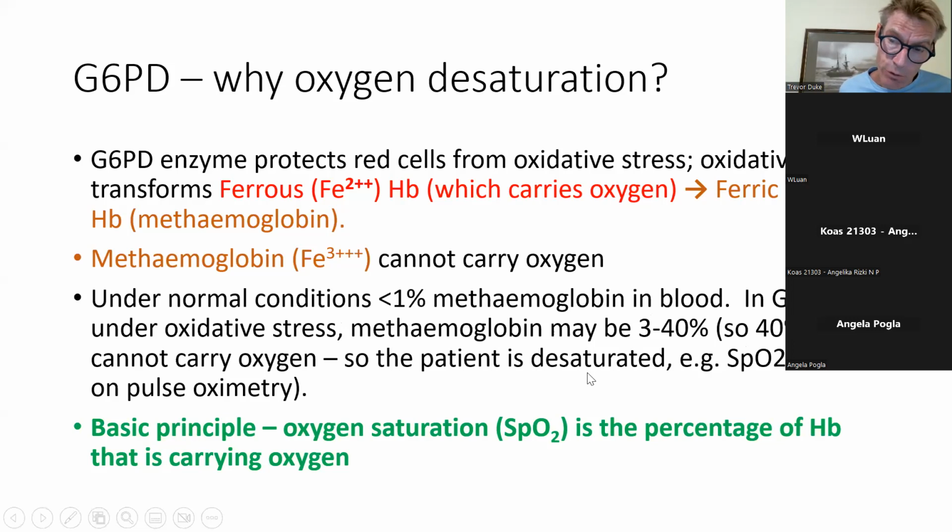So the patient therefore is cyanosed and desaturated. They've got an oxygen saturation of only 60%, even if their lungs are normal. Their lungs can be normal, but they can have a severe oxygen desaturation, not because of the anemia, but because a proportion of their red cells are methemoglobin, right? Okay.